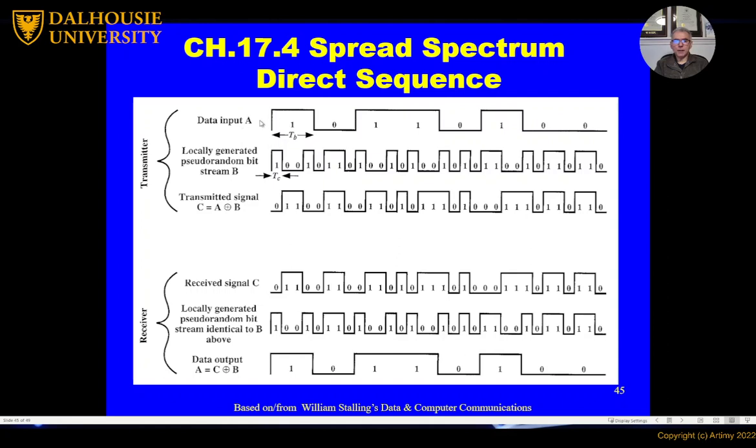So I XOR the data with this random stream. I get C. I send it over the channel, and everybody else sends over the same channel. They all use the same channel to send. But only the receiver can listen to the data by taking the received signal and XORing it again with the same pseudo-random bits. Actually, this part is not really magical. This part is just simple XOR. So if I take the received signal and I XOR it, I'll end up with the same input.